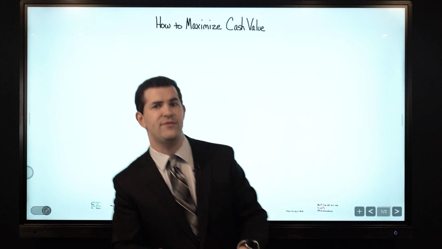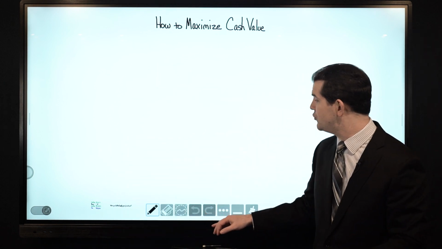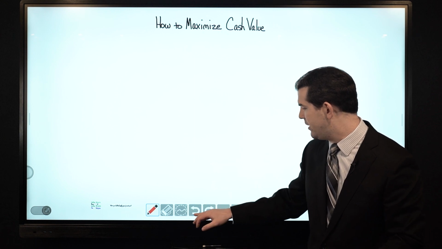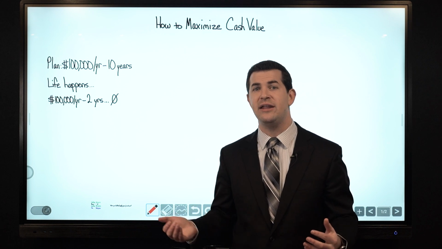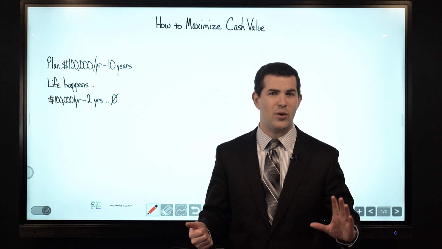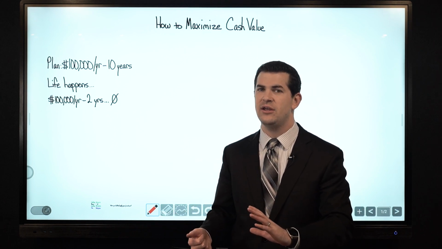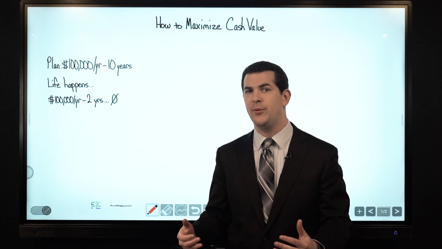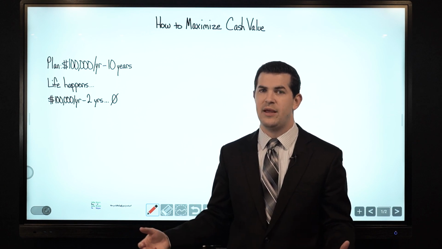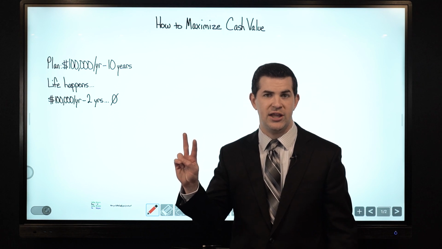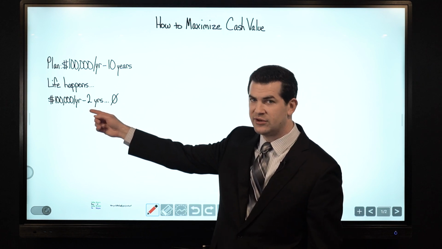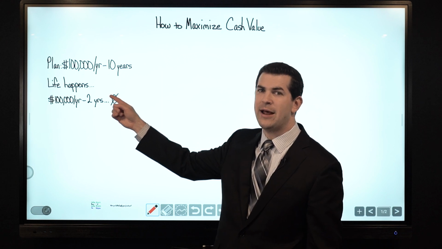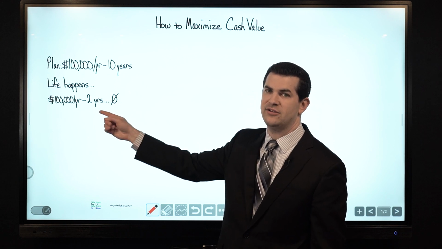Back to cash value life insurance. This individual we're going to look at has a plan to fund the policy at $100,000 per year for 10 years. So he wants to get a total of $1 million into this policy. He wants maximum cash value, but then life happens. After only 2 years, he planned to get $1 million into the policy, but he only gets $200,000 into the policy. He cannot pay another penny into the policy.